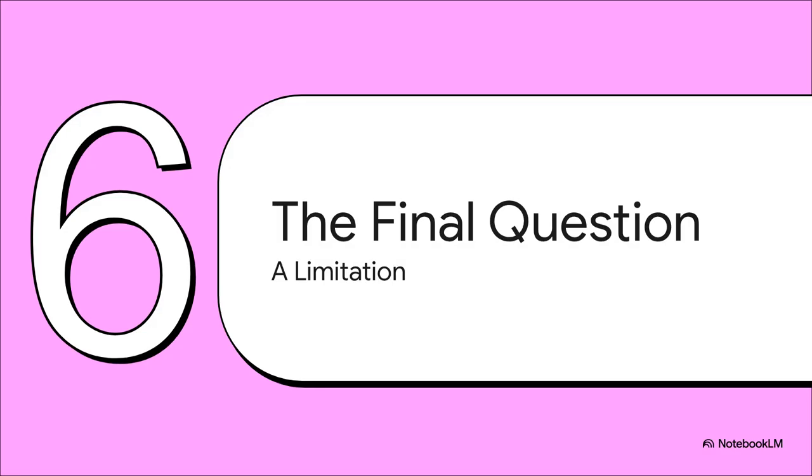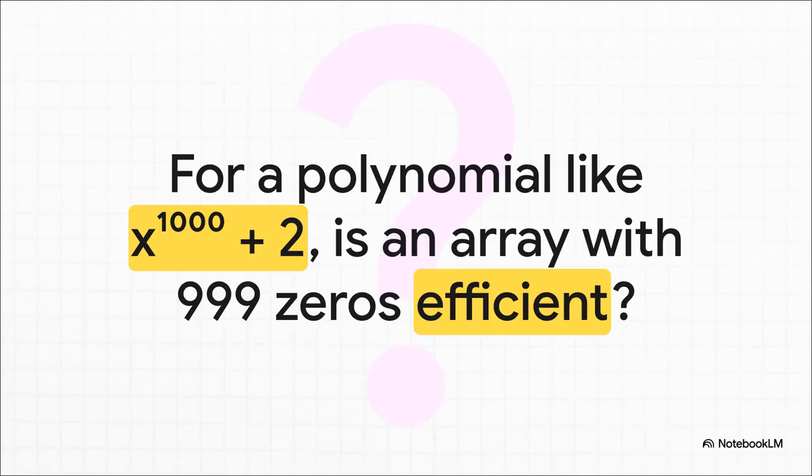But no solution is perfect for every single situation. This array method has a key limitation, and understanding that is what pushes us to the next level of thinking in computer science. So this method is elegant, for sure. But what happens with a really, really sparse polynomial? Like, say, x to the power of 1,000 plus 2. To represent that, you'd need an array with over 1,000 slots, and 999 of them would just be filled with zeros. Is that really an efficient use of memory?